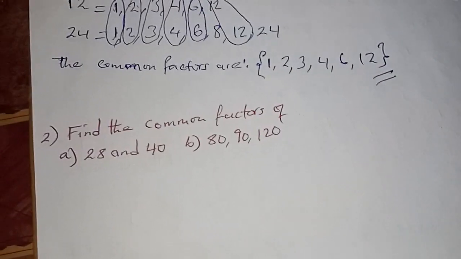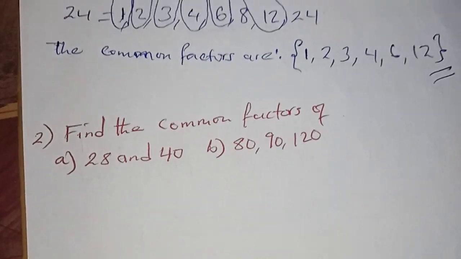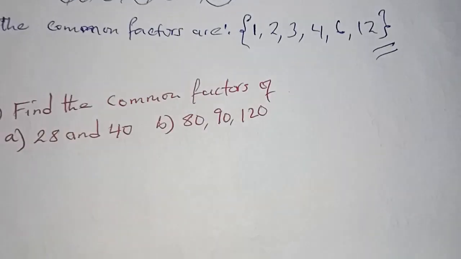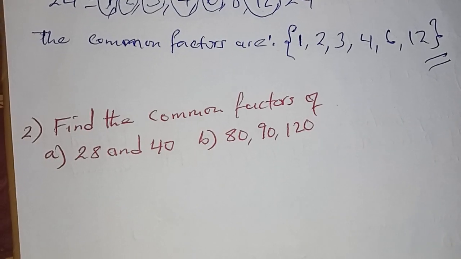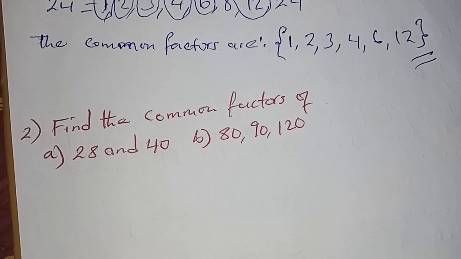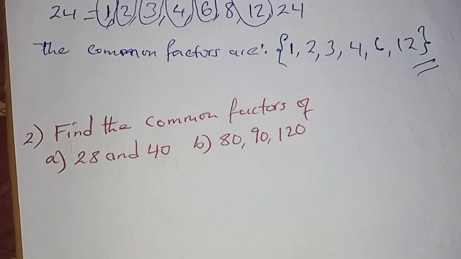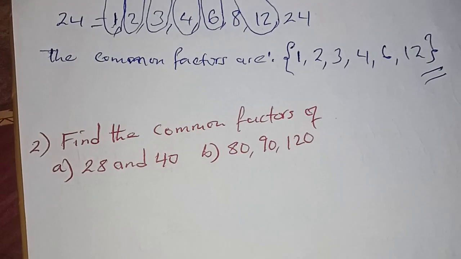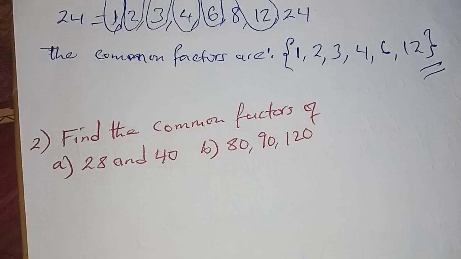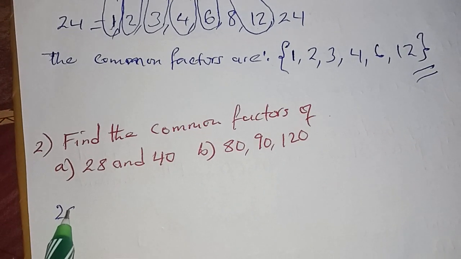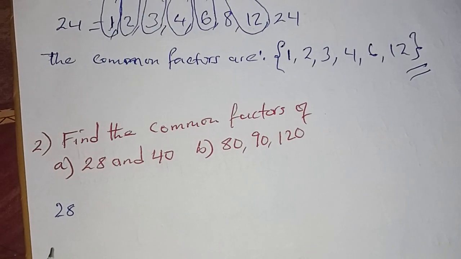Now we move quickly to example 2. It says find the common factors of 28 and 40, and B says 80, 90, and 120. So let's do it one at a time. What are the common factors of 28 and 40? Let's start with 28.